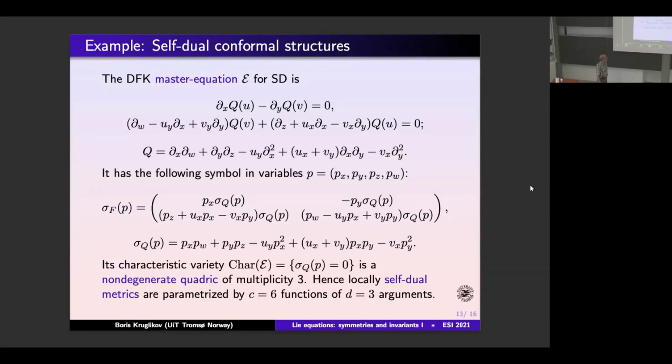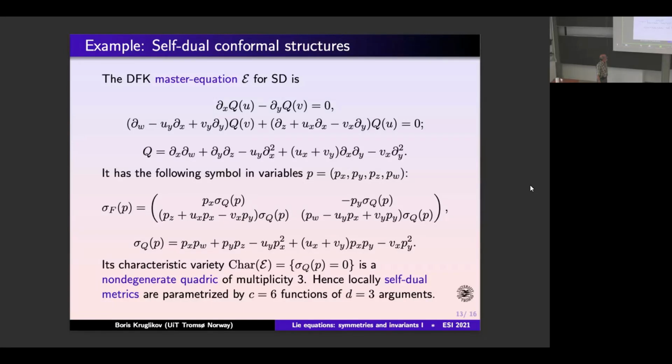So the characteristic variety is a triple quadratic. And that's a non-degenerate quadratic, that's actually important. And that tells you what the conformal structure is. This characteristic variety is precisely the null cone of the conformal structure.